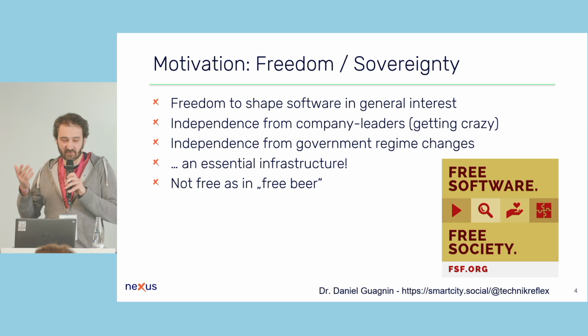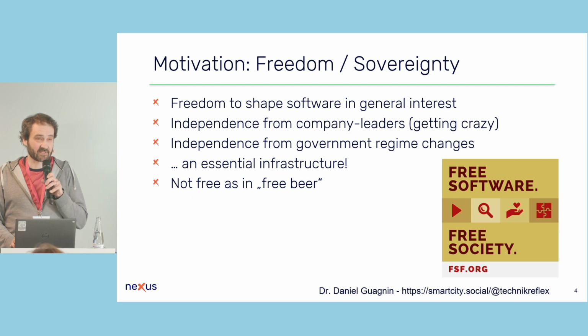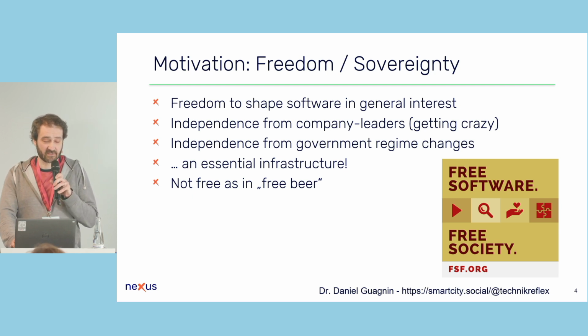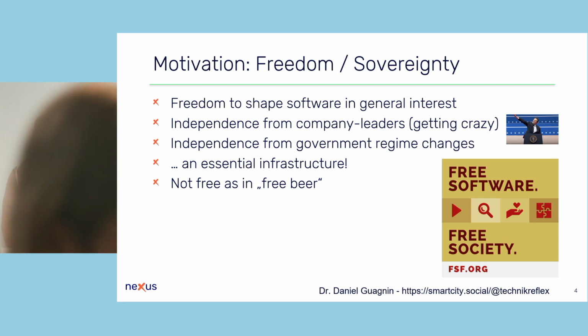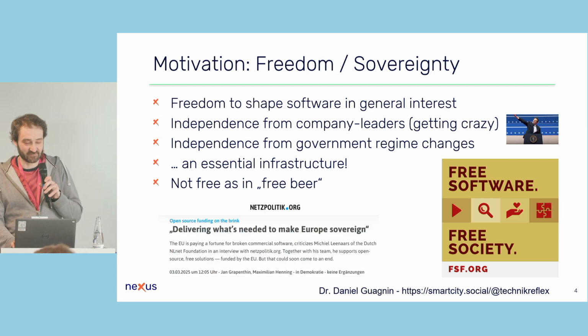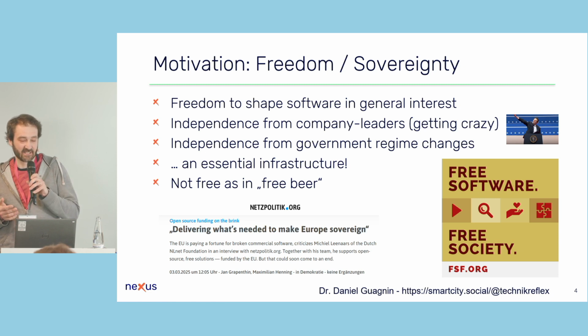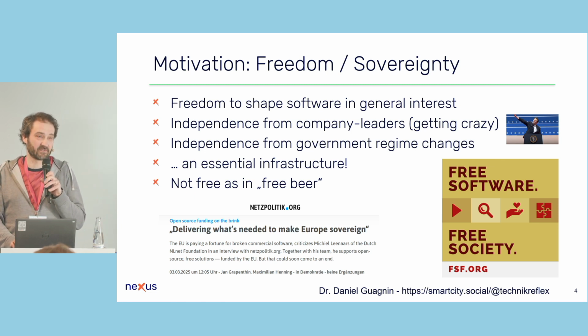So we had a great opening today from the census and from the question of digital sovereignty. And I also want to stress the point that it's important that we have the freedom to shape software, and that's in the general interest, that we need some independence from company leaders who are sometimes getting crazy. We need independence from government regime changes, and software has become an essential infrastructure. And we also need to talk about that it's not free as in free beer. And in the light of the discussed regime changes, it's very frightening or concerning that the European Commission seems to cut funding for free and open source software.